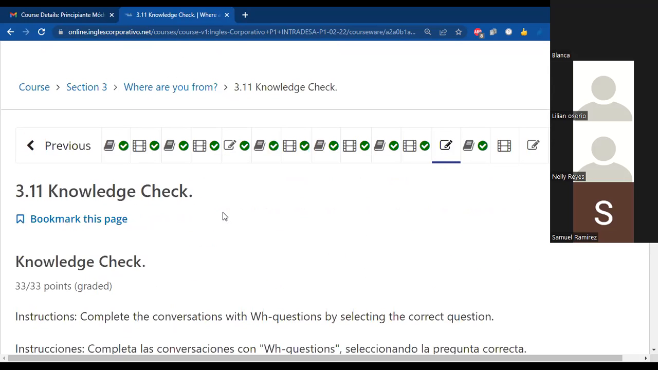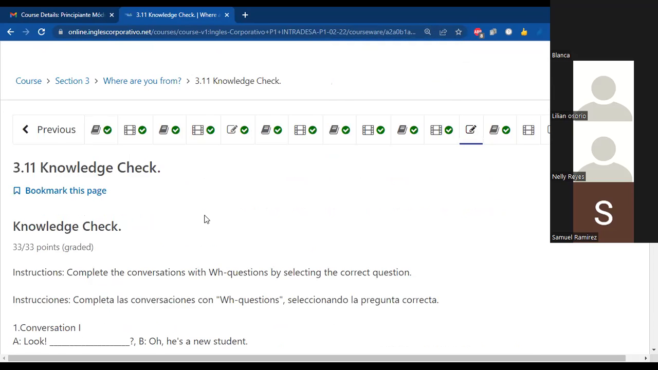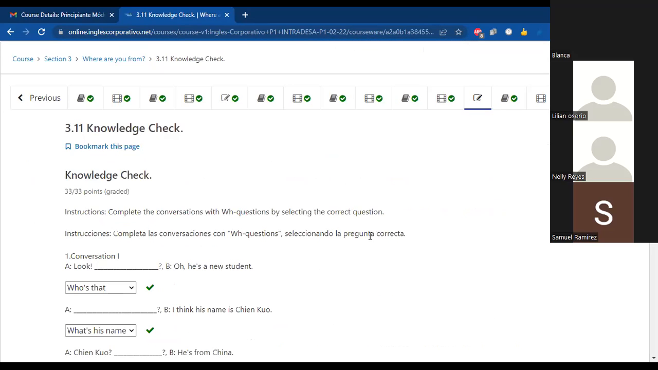Okay, so this is all types of questions. ¿Alguna duda o pregunta? Del vocabulario or something else? ¿Estamos bien? Teacher, I have a question. Which one? ¿Qué significa who's that? Who's that? ¿Quién? ¿Cómo le dijera?